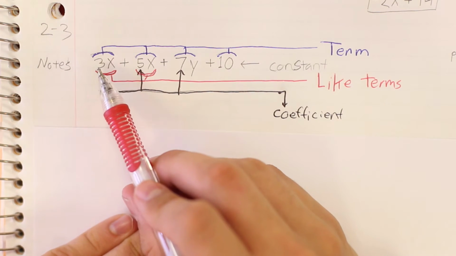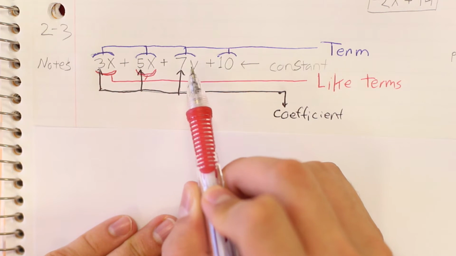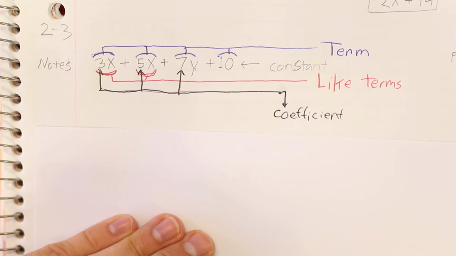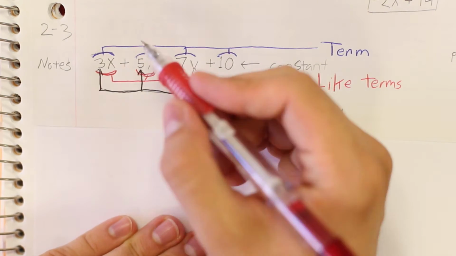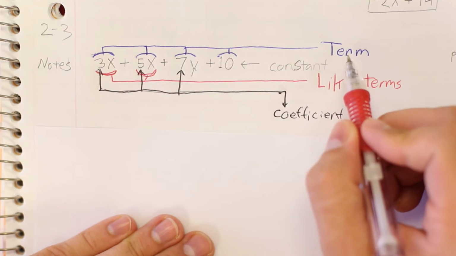This is an expression. We have 3x plus 5x plus 7y plus 10. Okay. Each of these that have the blue above them, they're known as a term.